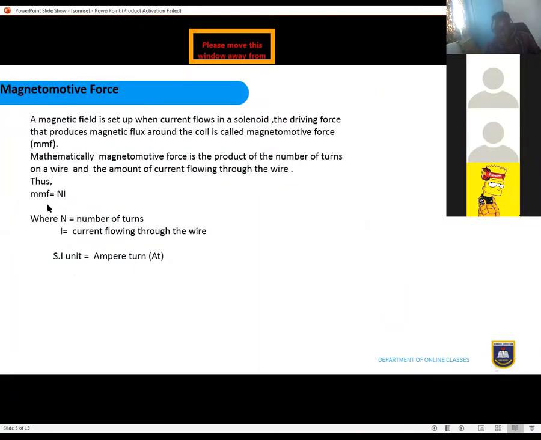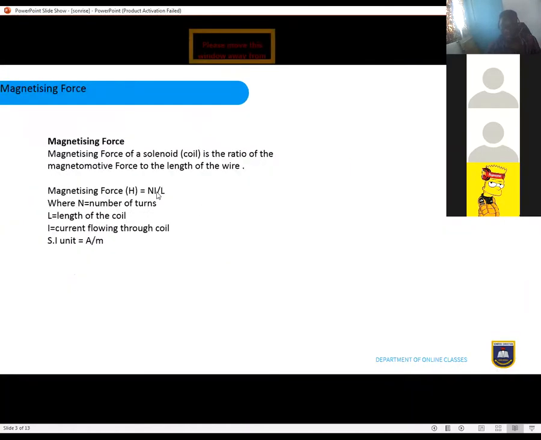The formula for magnetomotive force is what? The number of turns times what? The current. So this is the formula you are going to use. You can write this formula down. At the same time, write the formula for the magnetizing force, which is the magnetomotive force, Ni, all over the length, which is L.